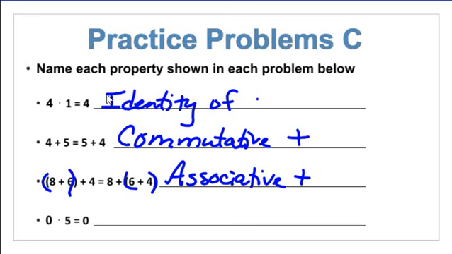And the last one here is 0 times 5 equals 0. It is an identity because I'm multiplying by, actually not an identity, it's multiplying by 0, so this is the zero product property of multiplication.